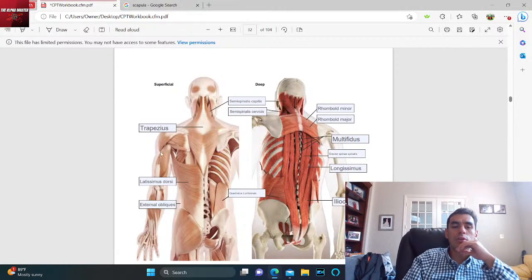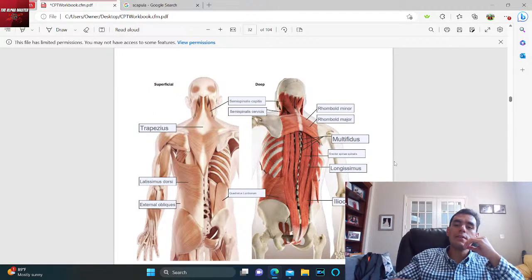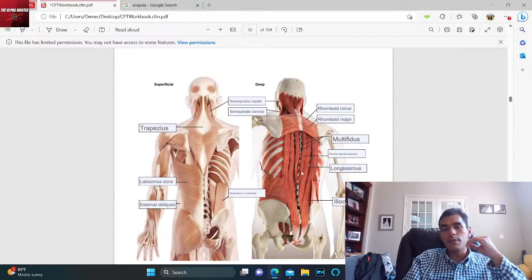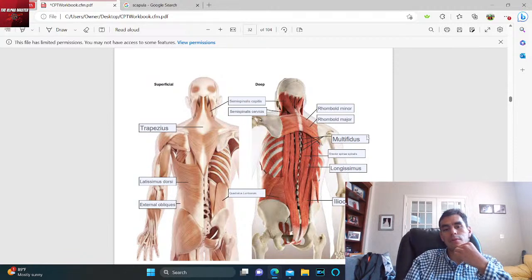External obliques, the latissimus dorsi, the trapezius, the semispinalis capitis, semispinalis cervicis. Now you have the rhomboid minor, the rhomboid major, the multifidus, the erector spinae spinalis, and finally the longissimus, the iliocostalis, and the iliocostalis close to the quadratus lumborum, external obliques, latissimus dorsi, trapezius.